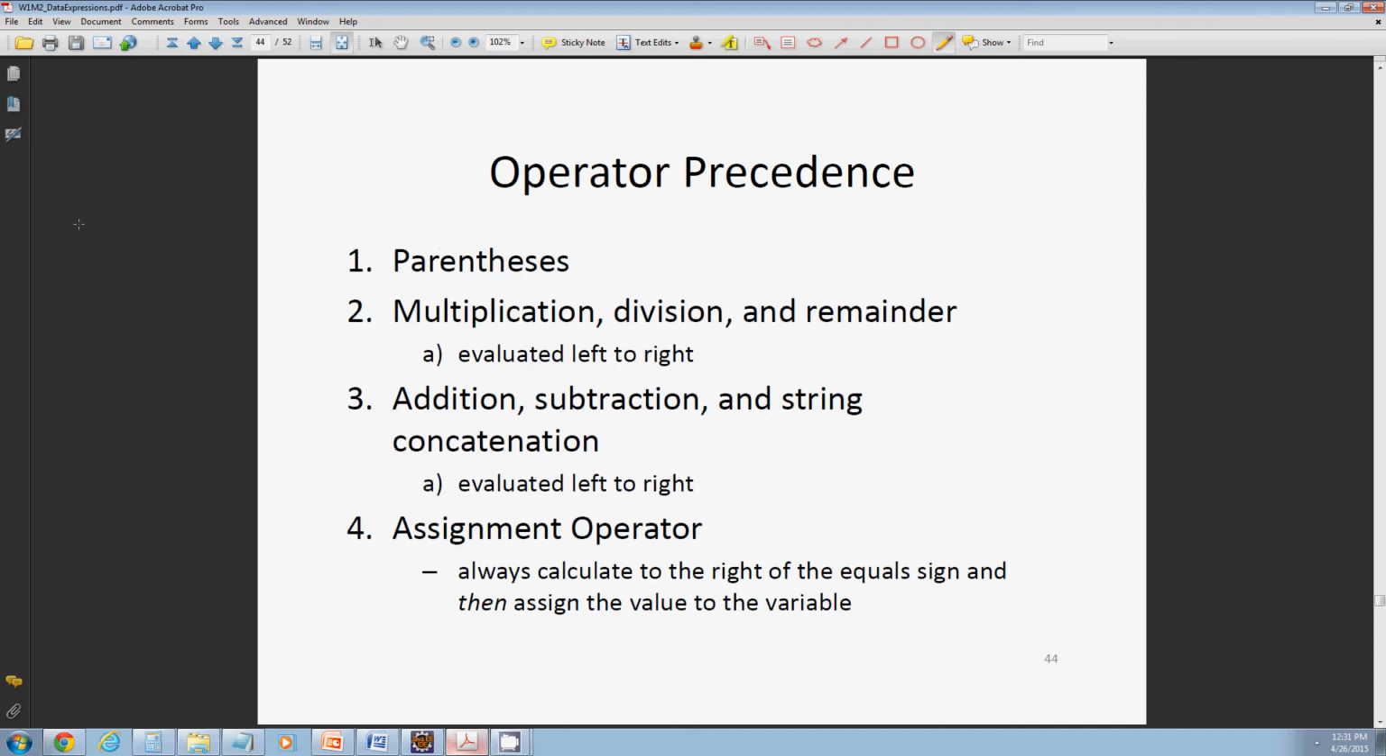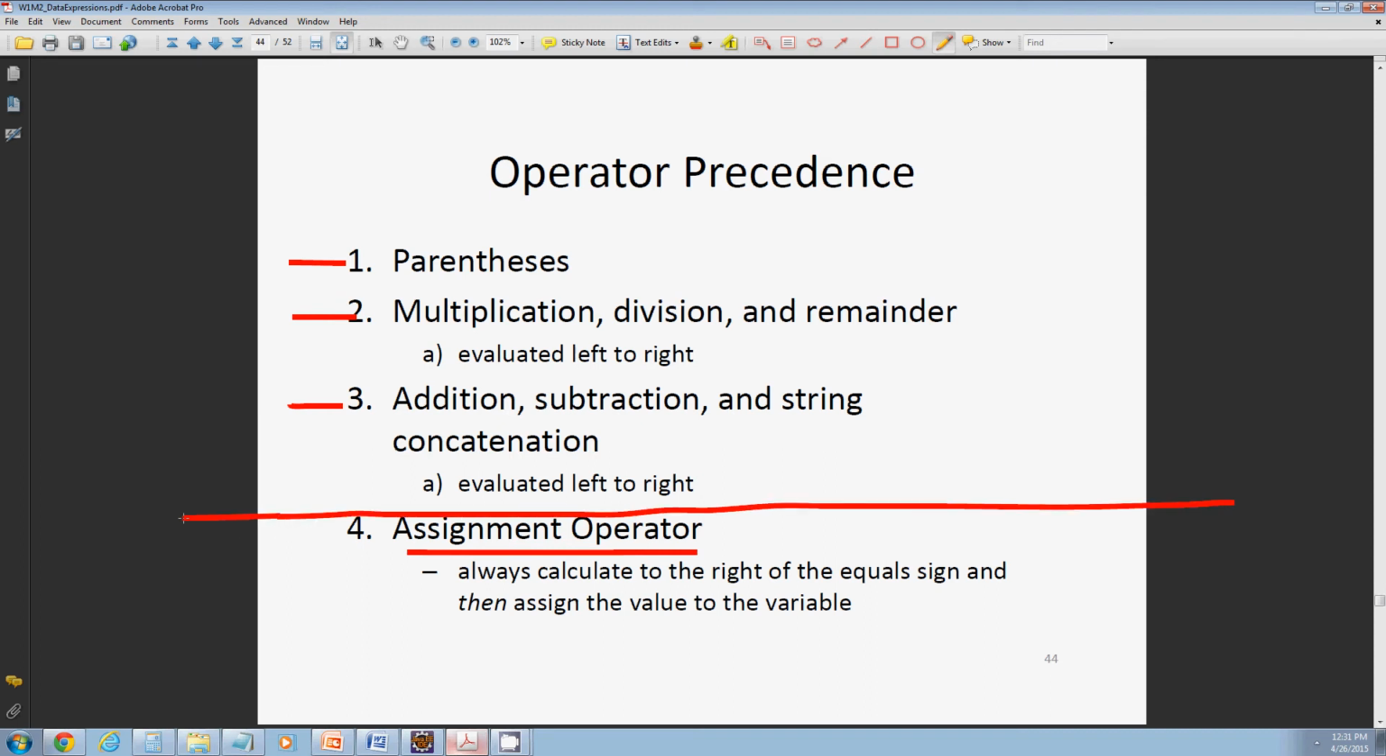So let's look back at our levels of precedence. We have parentheses, multiplication, division, remainder, addition, subtraction, string concatenation. And now we're going to add a fourth one to the list, which is the lowest on the list, and that's the assignment operator. So that's our equal sign. This is lowest on the list.